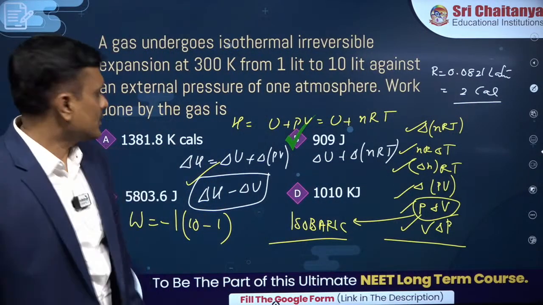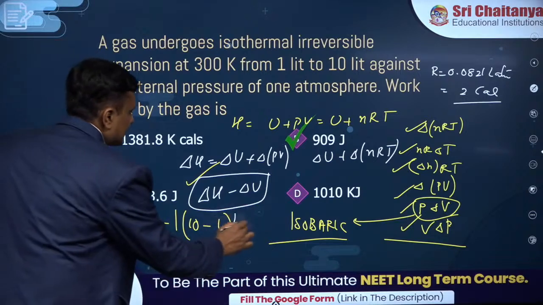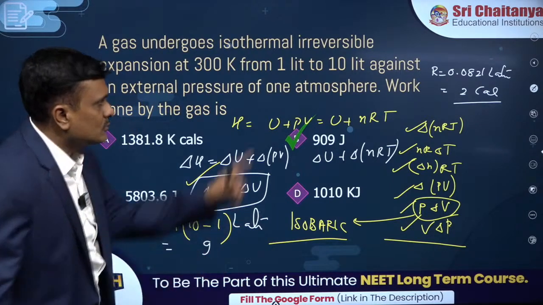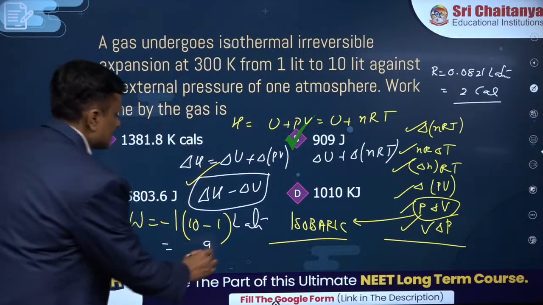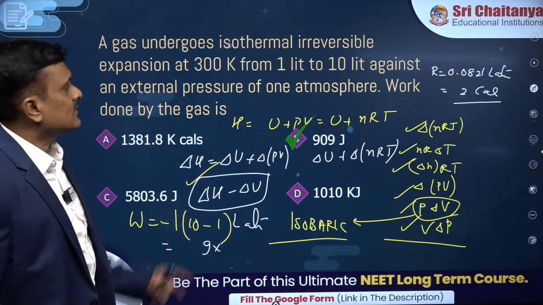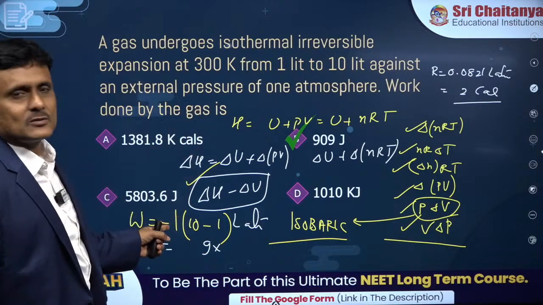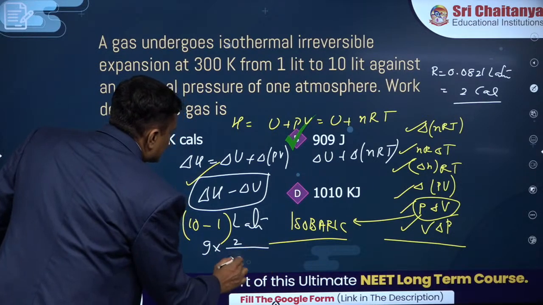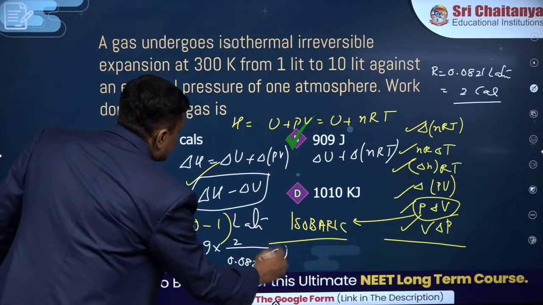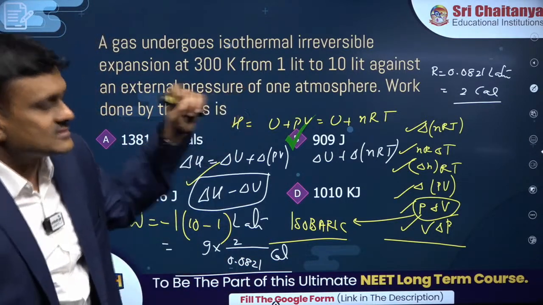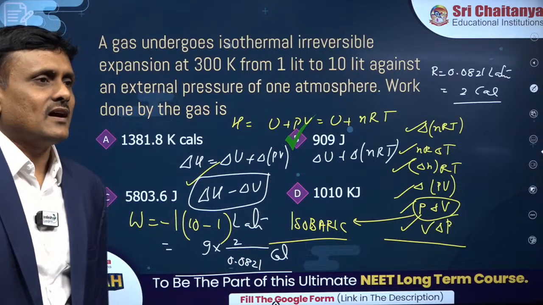That's all. What you can do is, this is in liter atmosphere, no? You can convert liter atmosphere into calorie by substituting that value over here. 1 liter atmosphere is equal to what? 2 divided by 0.0821 calorie. This is how you can make the conversion happen by just remembering the value of R.